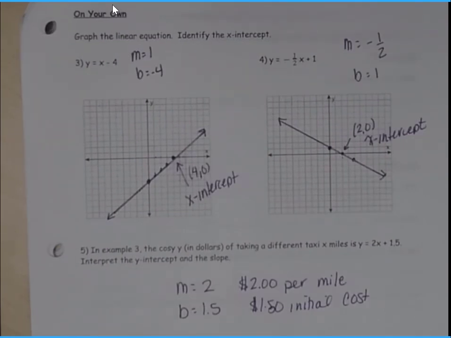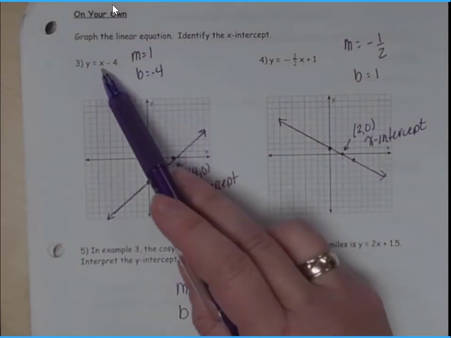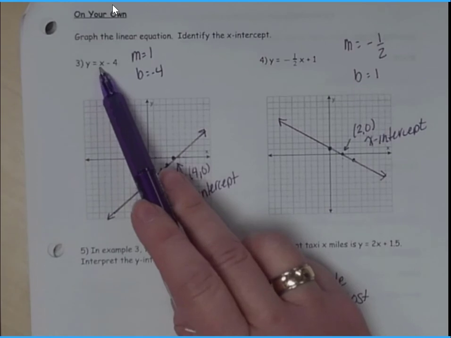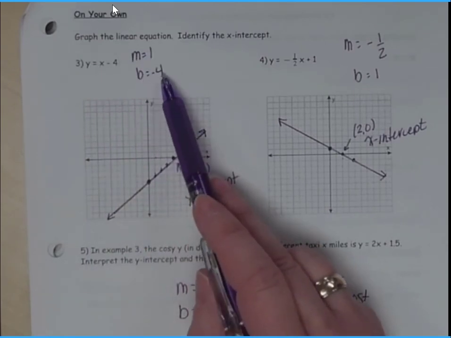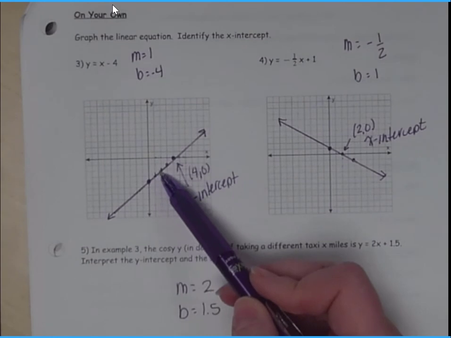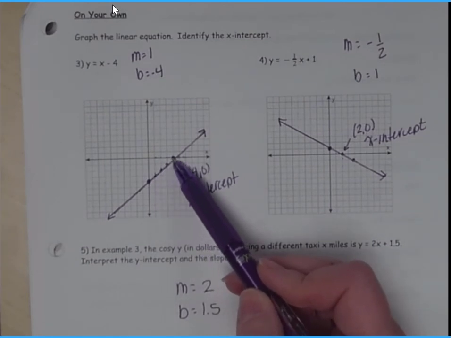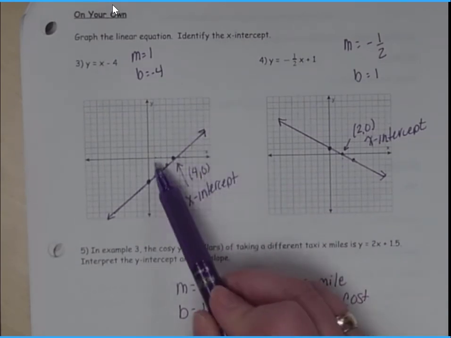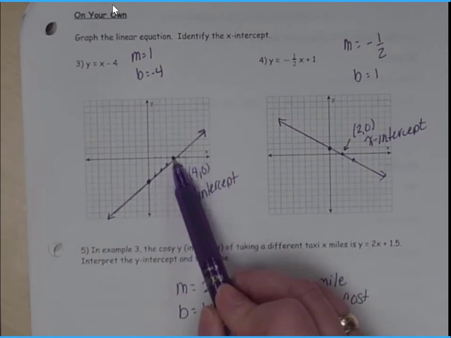All right, everybody, let's take a look at what you did here. So slope is 1. Remember, if there's no coefficient in front of that variable, the coefficient is always 1. b is -4, so that means I'm going to reach the y-axis at -4. Up 1 over 1, up 1 over 1, up 1 over 1, up 1 over 1, which means my x-intercept, the line crosses the x-axis at (4, 0).